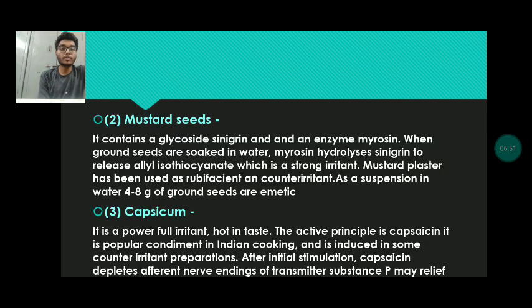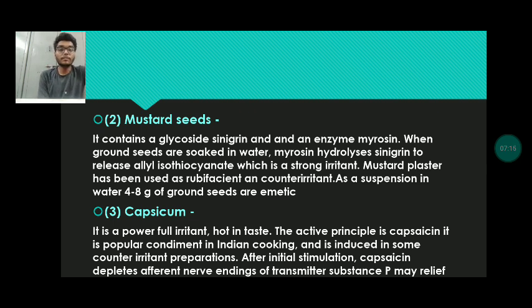It contains the glycoside sinigrin and an enzyme myrosin. When ground seeds are soaked in water, myrosin hydrolyzes sinigrin to release allyl isothiocyanate, which is a strong irritant. Mustard plaster has been used as a rubefacient and counter-irritant, as a suspension in water. 4 to 8 grams of ground seed is an emetic.